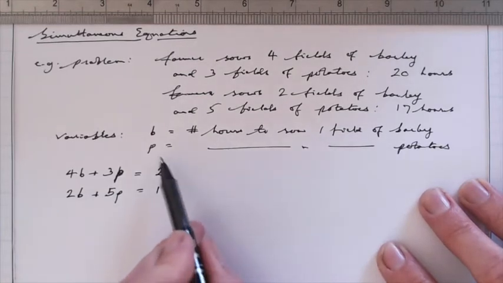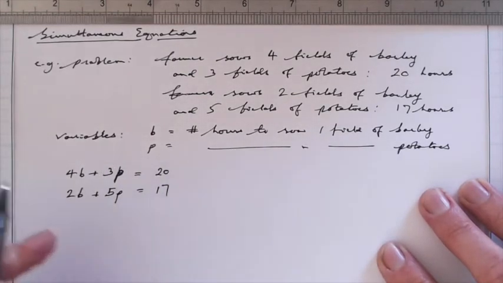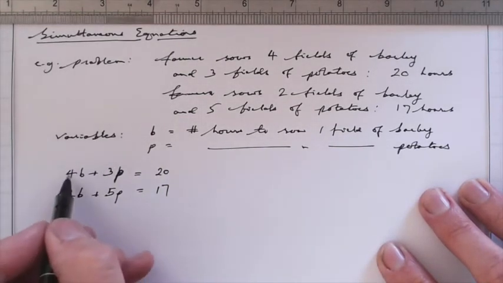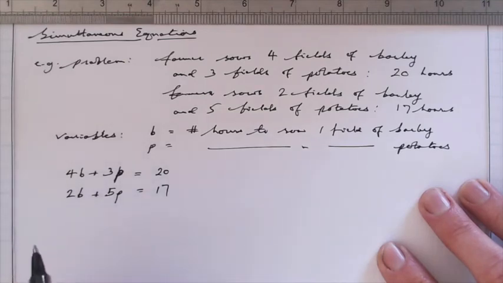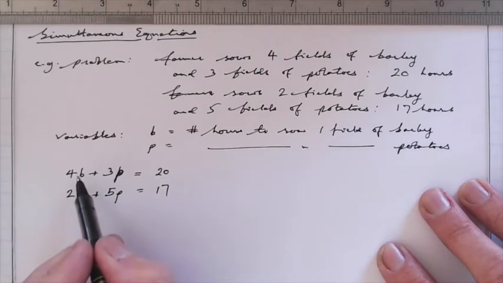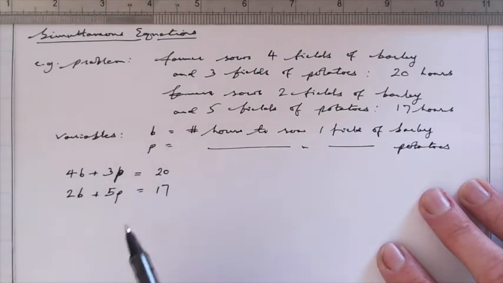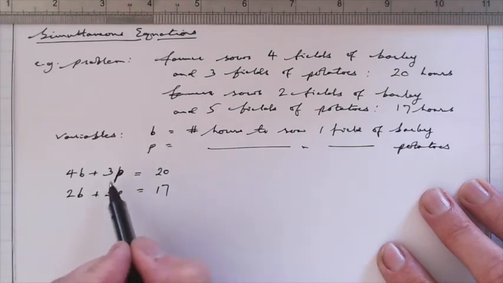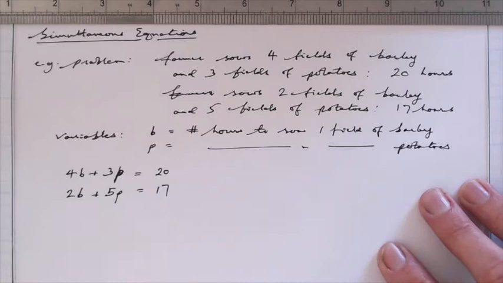And this now becomes a maths problem. It is a set of 2 simultaneous equations, and they're called simultaneous because you have 2 unknowns, B and P, and you are simultaneously given 2 equations for those 2 variables, and you have to solve these 2 equations for the 2 variables.